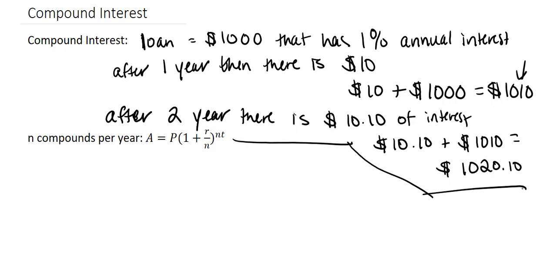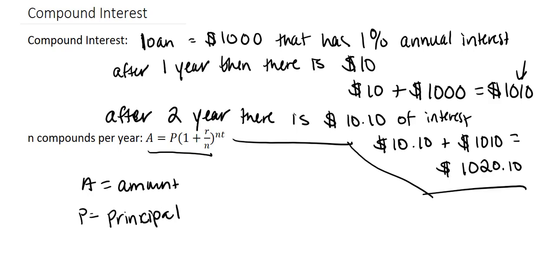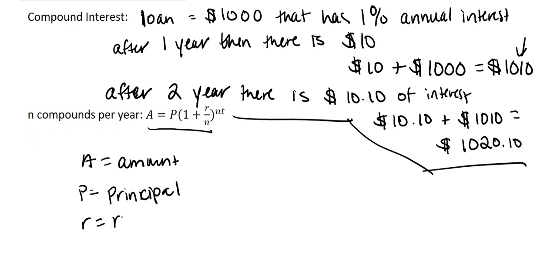And so another way to calculate this, rather than going like this, because this was a lot more straightforward, is we have an equation. So A is going to be the amount. So this could be in terms of like a loan or an investment. And P is going to be our principal. Then we're going to go to rate, which is R, and this is going to be in decimal form. So we're going to change, say, 1% to 0.01.